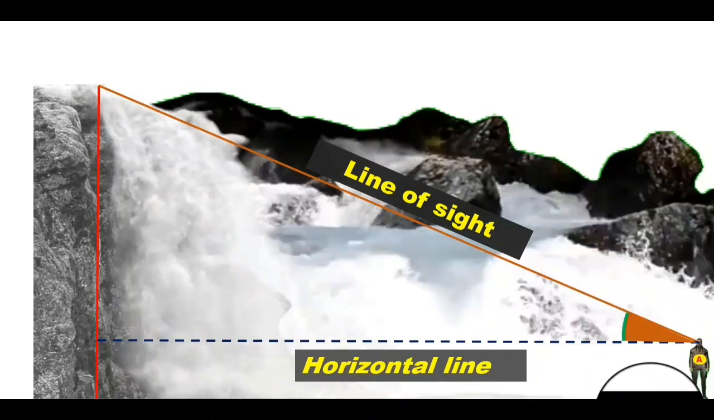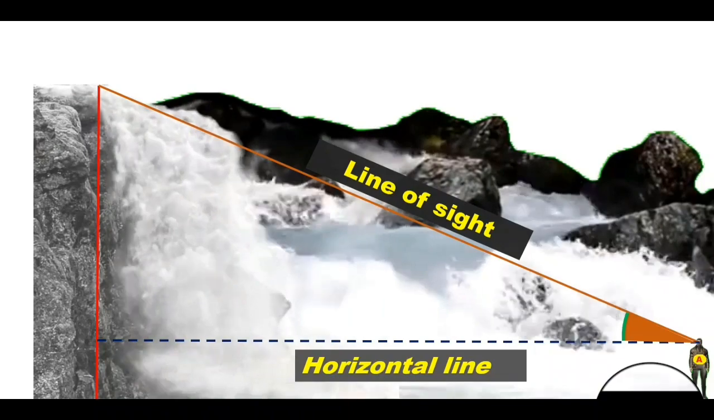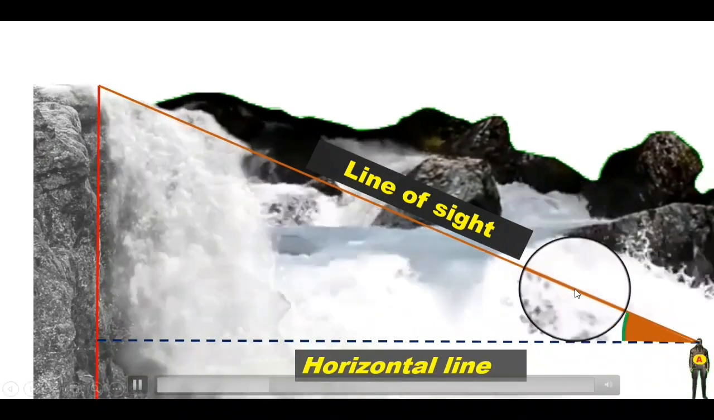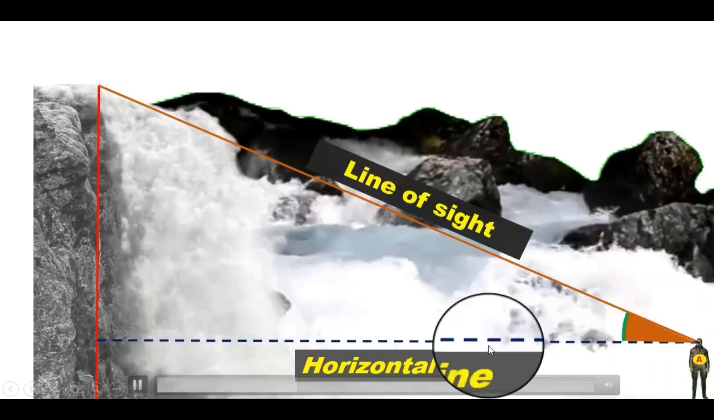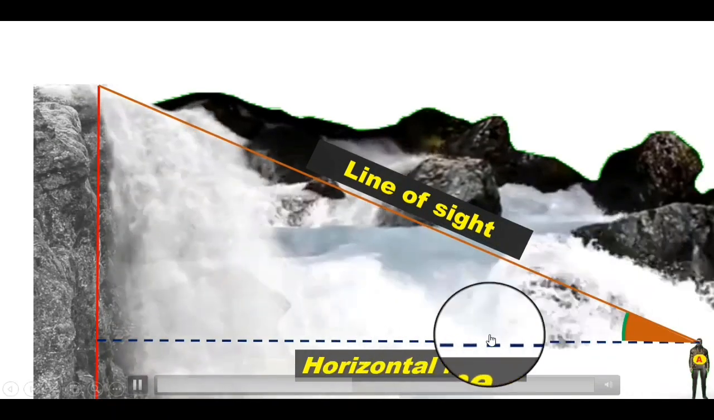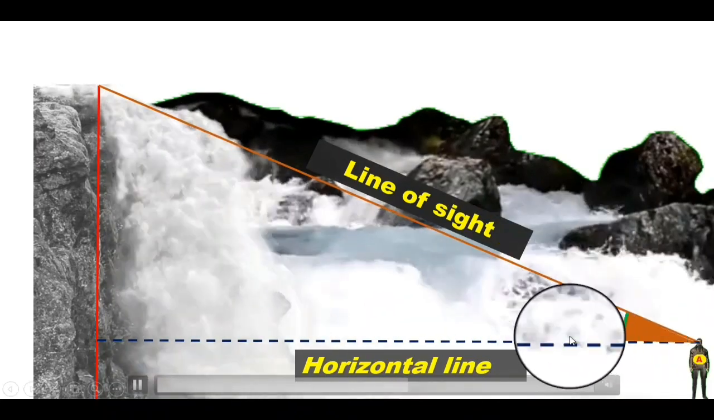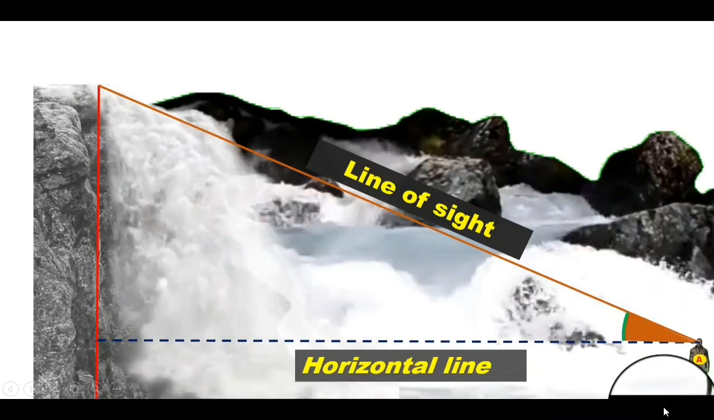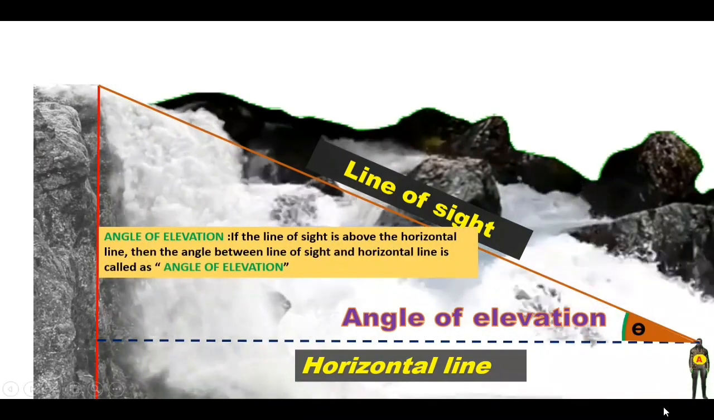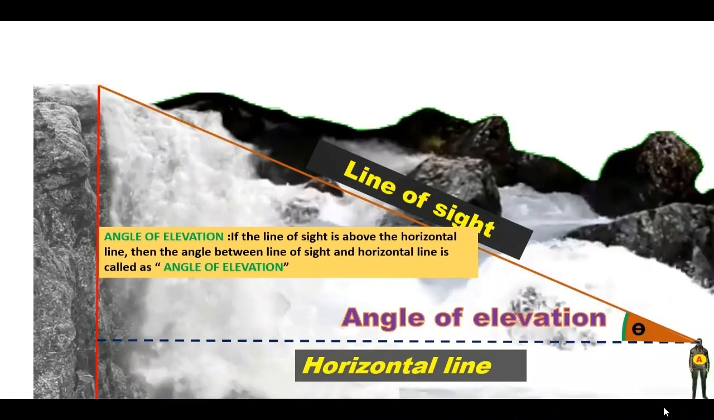Now an angle is formed between the line of sight and the horizontal line, and if we observe the line of sight with reference to the horizontal line, the line of sight is above the horizontal line. So in this case the angle formed between the line of sight and the horizontal line is known as the angle of elevation. The angle of elevation is the angle formed between the line of sight and the horizontal line when the line of sight is above the horizontal line.